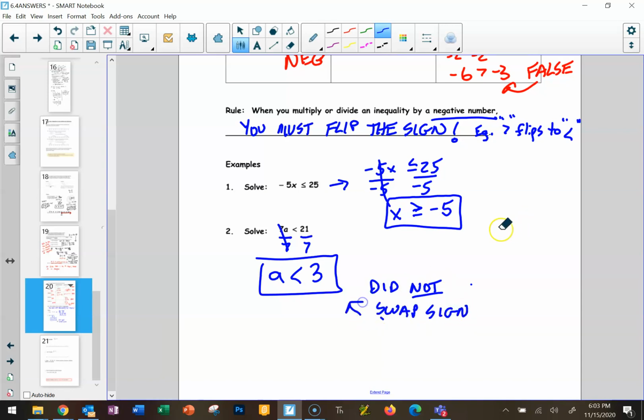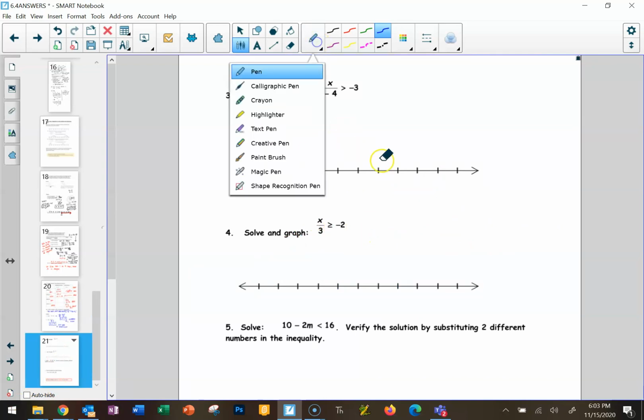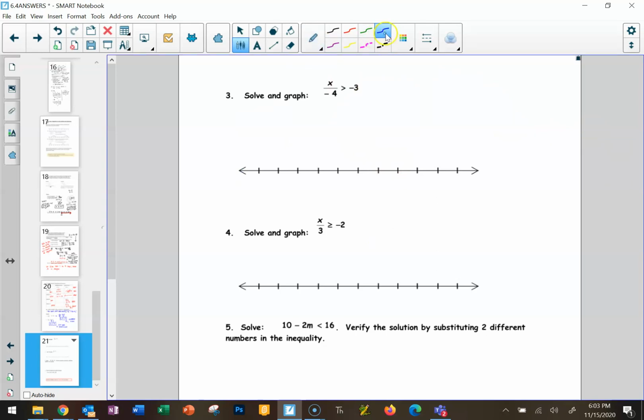And this one. And then I swap the sign on this one. Swapped, flipped, same thing. Now we'll solve it and we'll graph it. And it'll be the same process.